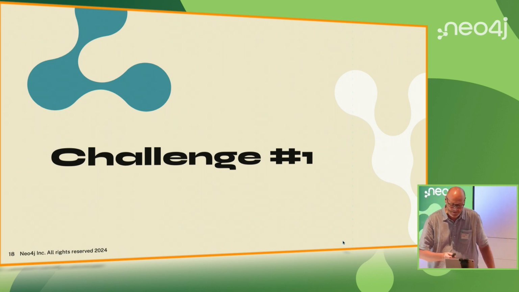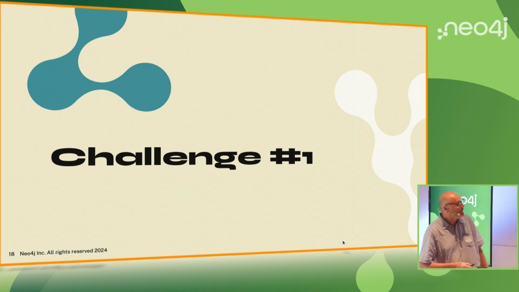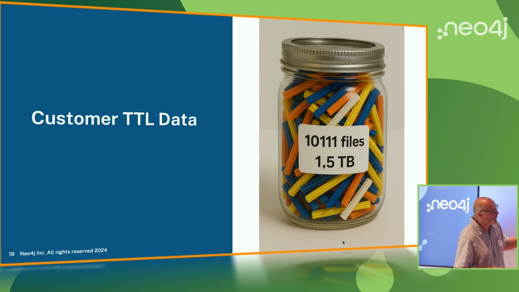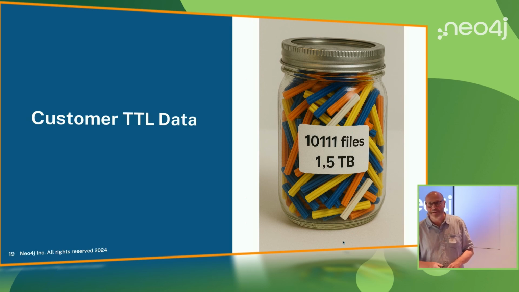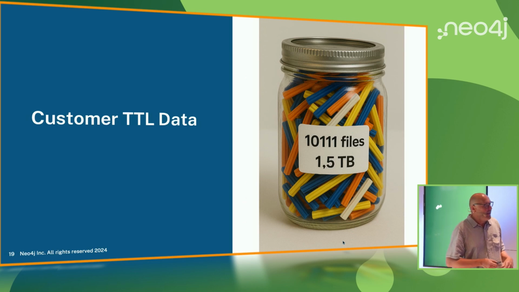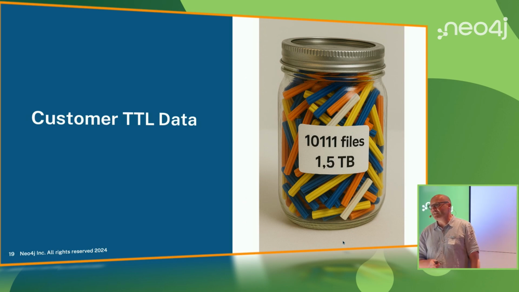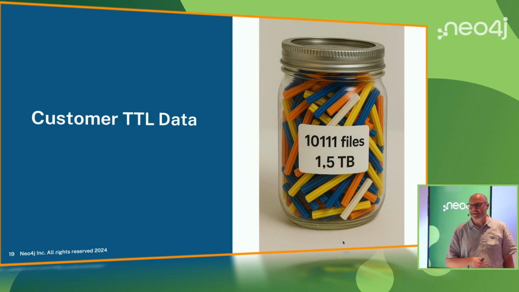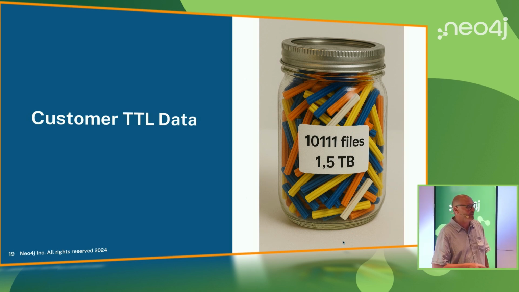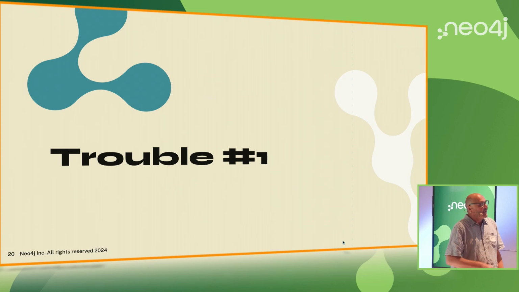So how are we going to bring our RDF data into our labeled property graph? The customer TTL data we had was in Turtle files, which is a common format for working with RDF data. We were given just over 10,000 files and 1.5 terabytes of data, and we were expected to bring that into our Neo4j graph. So that was our first challenge.